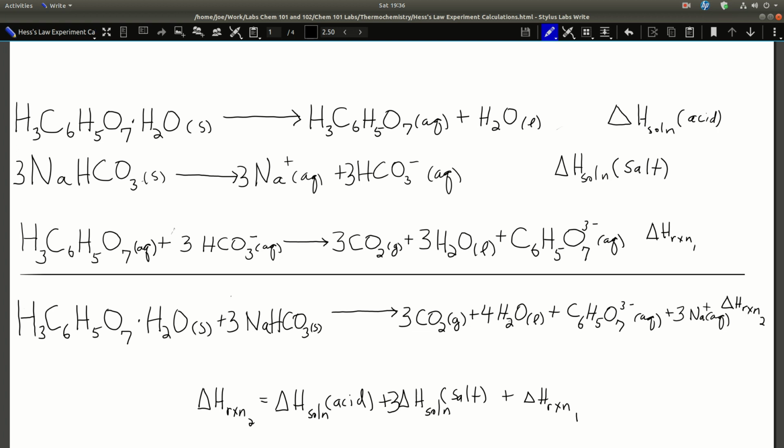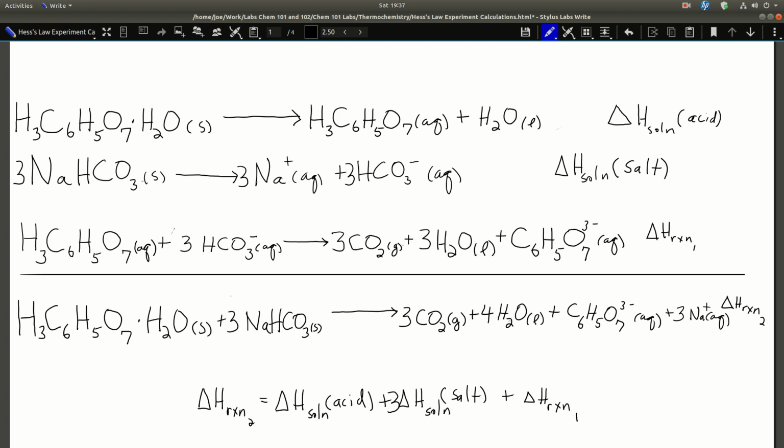The change in enthalpy for that reaction will be the heat of solution for the acid. The heat of solution of solid sodium bicarbonate, the second one right here, and the reaction that you perform between sodium bicarbonate and citric acid ends up being in solution, this third reaction right here.